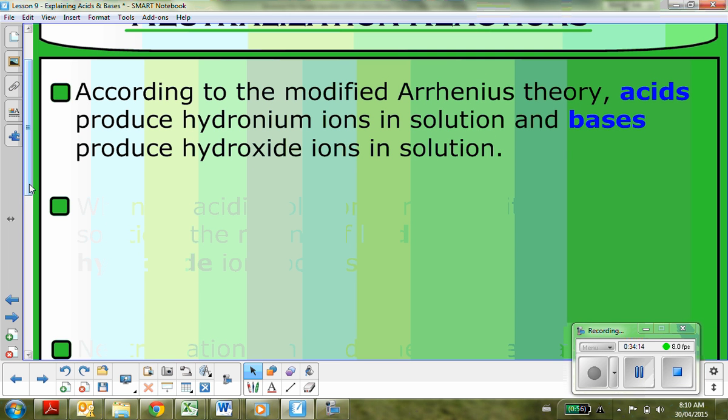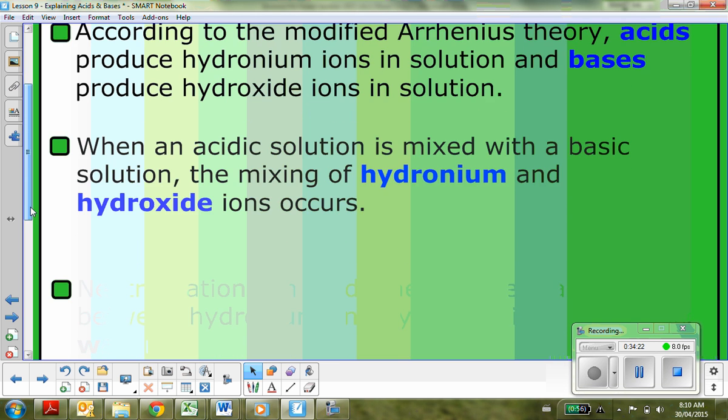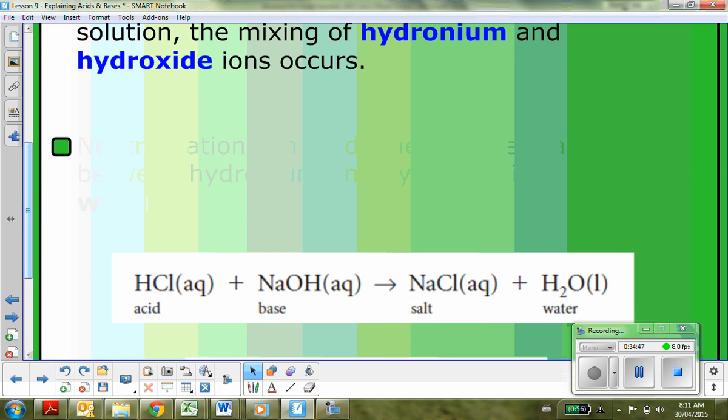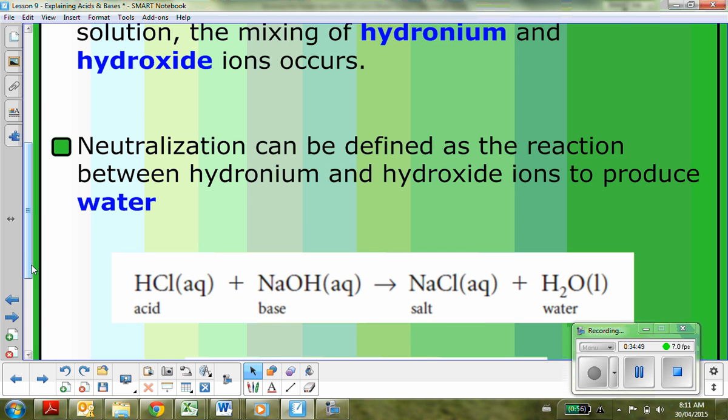According to the modified Arrhenius theory, acids produce hydronium ions in solution, and bases produce hydroxide ions in solution. Next two blanks: hydronium and hydroxide. So if we know that it's hydronium that makes it acidic and it's OH that makes it basic, then if we mix the two together, it's the way those ions react together that ends up making something neutral. So neutralization can be defined as the reaction between hydronium and hydroxide ions to produce water.